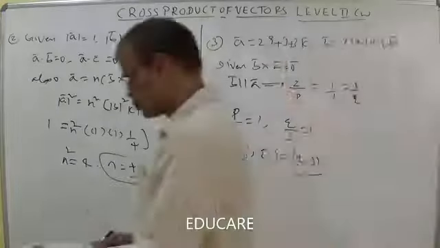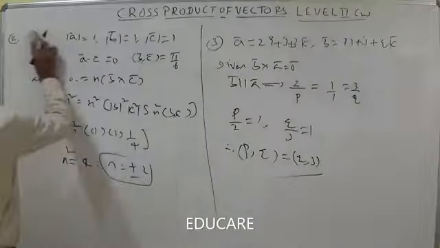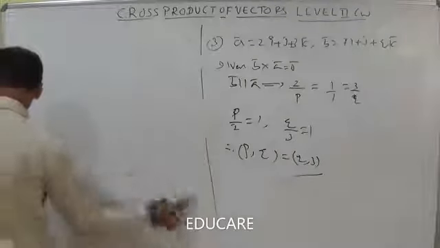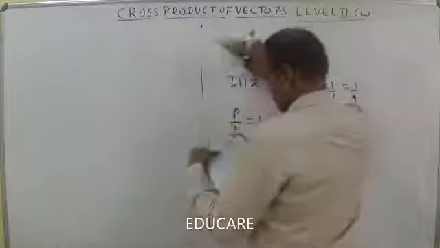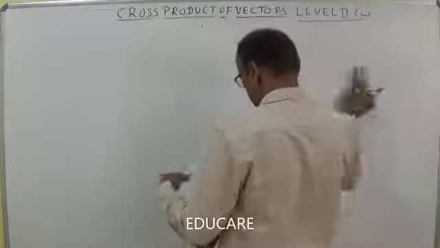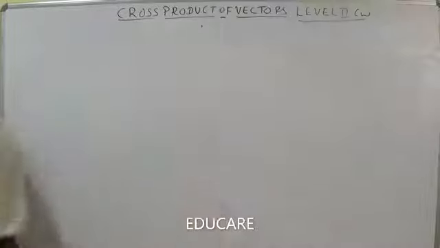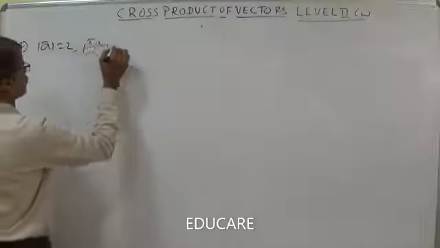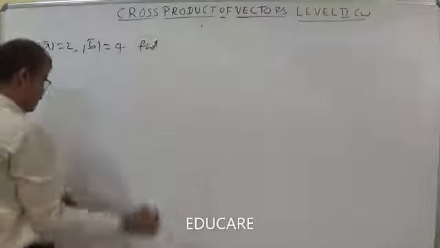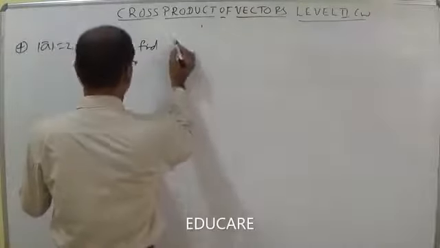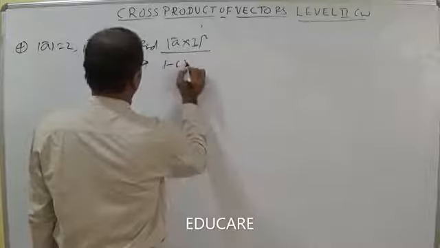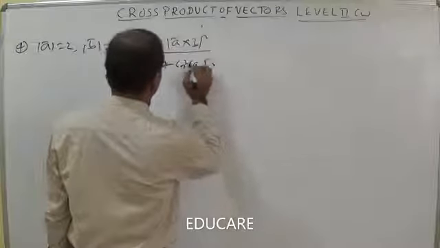Next, the fourth question. Using Lagrange's identity we can calculate. The data given is mod A equal to 2 and mod B equal to 4. Then he is asking for modulus of A cross B whole square by 1 minus cos square of A comma B. Modulus of A is 2, modulus of B is 4. Find modulus of A cross B whole square by 1 minus cos square of A bar comma B bar.